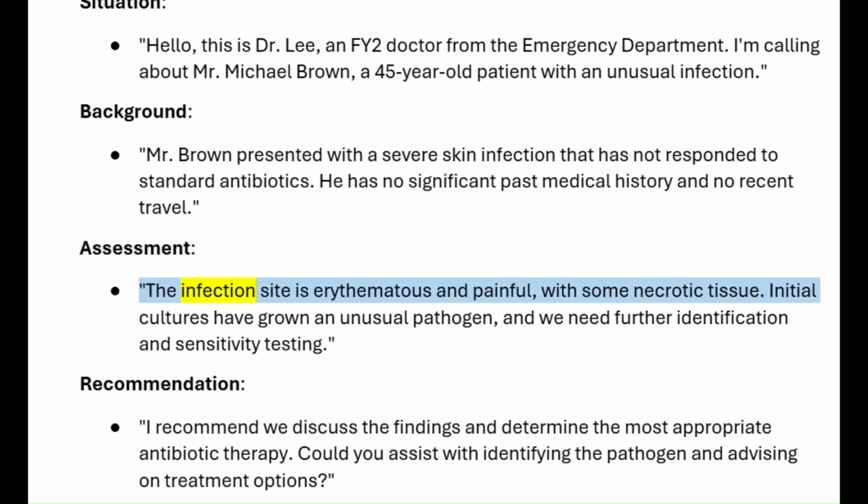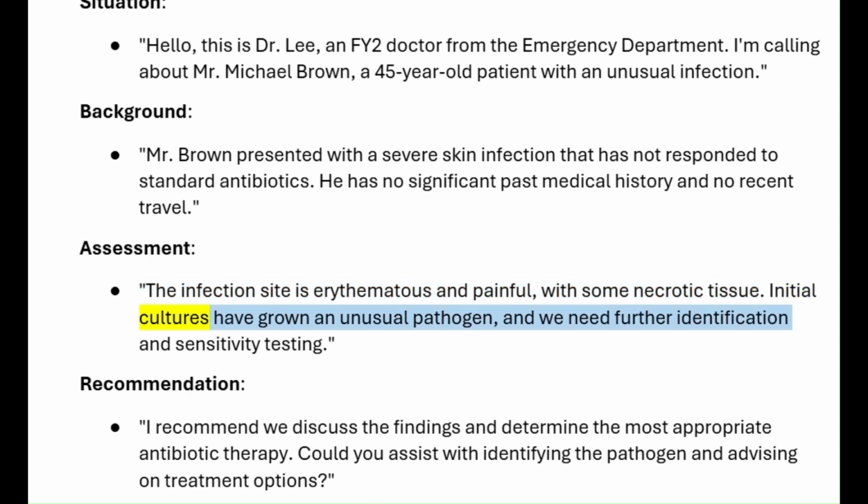Assessment. The infection site is erythematous and painful, with some necrotic tissue. Initial cultures have grown an unusual pathogen, and we need further identification and sensitivity testing.